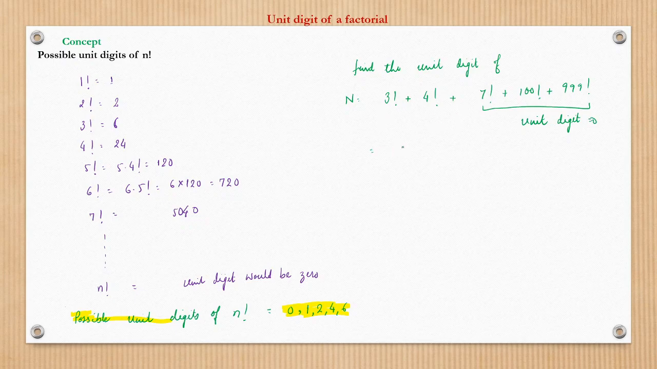So 3 factorial is 6, and 4 factorial is 24, so 4. So 6 plus 4 plus 0. This 6 plus 4 again gives 0. So the unit place digit of this number n is 0. This is the way we can solve this question.